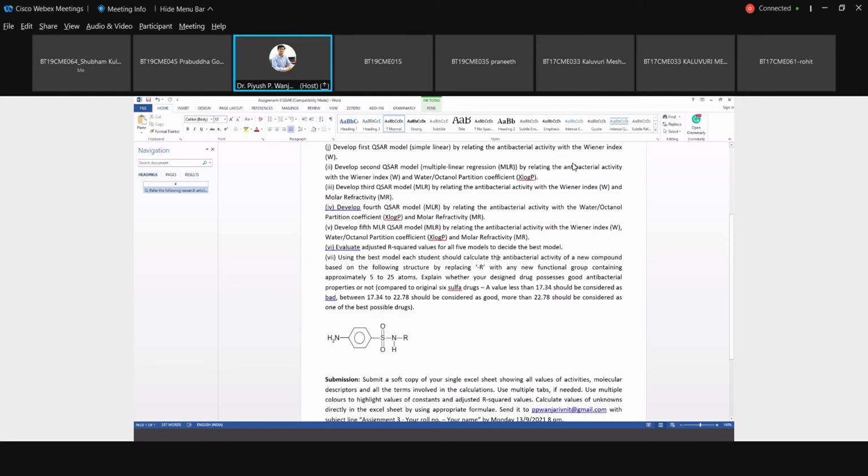You can try to find some extra software which can directly calculate something. I don't have any objection, but at least for these things you need to do some calculation in the Excel sheet so that you understand this in depth.